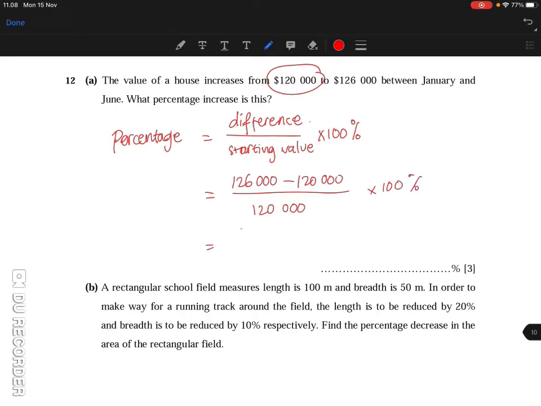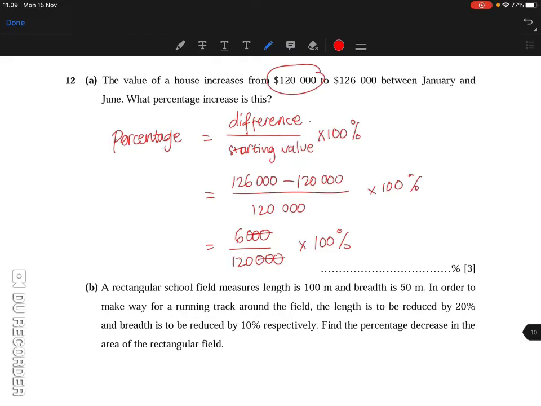So you will know that it is going to be 6,000 over 120,000, multiply it by 100%. 120,000 here, 3 and 3. We cross out the 3 zeros. After that, 6 and 20. 120, you have 1 and 2. Don't forget the 0 here. 6 and 120. Hold on.